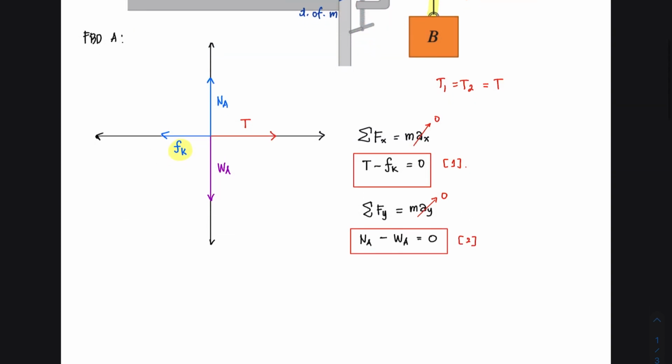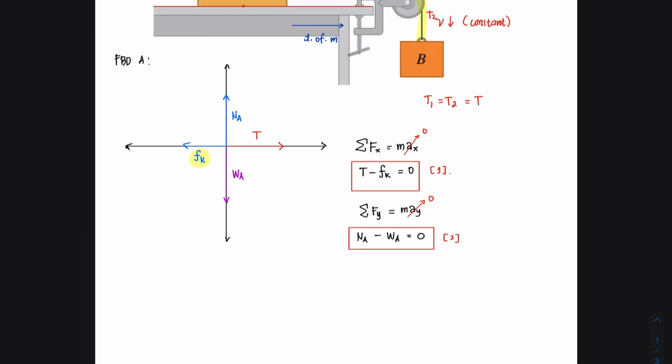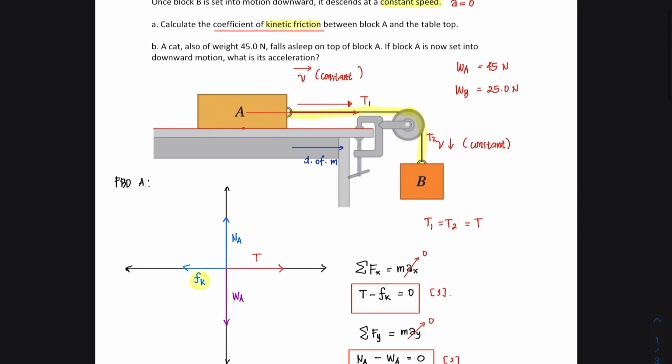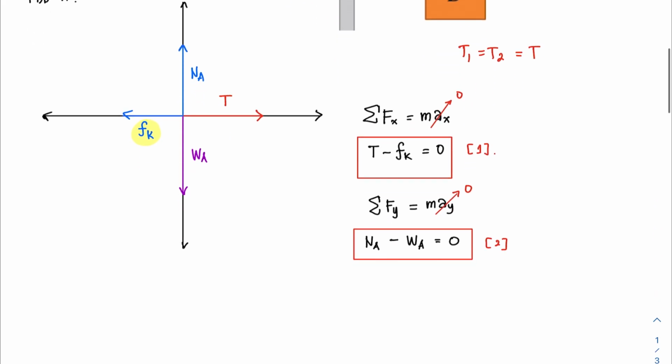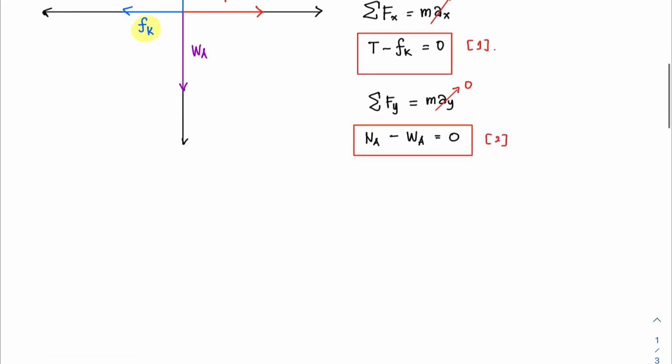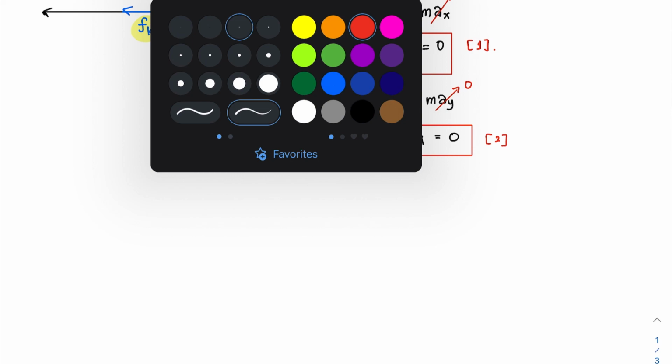So as you can notice, class, there's not really change in terms of how we do things. It's still the same. It's just that we took into account a new force, in this case, the friction force.